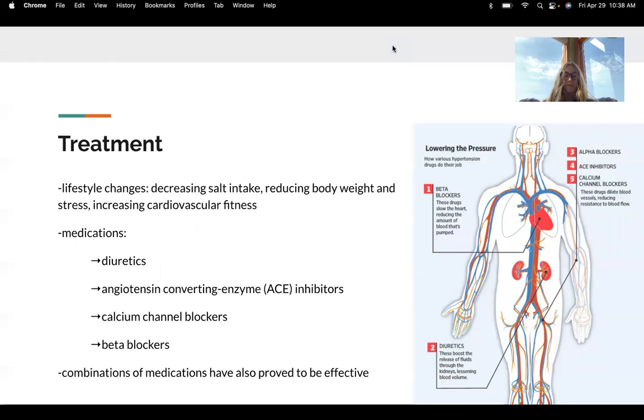So treatment of hypertension usually begins with lifestyle changes like decreasing salt intake, reducing body weight and stress, and increasing cardiovascular fitness. There's various medications that can be taken, like diuretics, which boost the release of fluids through the kidneys, lessening the blood volume. There's angiotensin converting enzyme inhibitors and calcium channel blockers, which act to dilate the blood vessels, reducing resistance to blood flow. And there's also beta blockers, which slow the heart, reducing the amount of blood that's pumped. A combination of these medications have also proved to be effective.